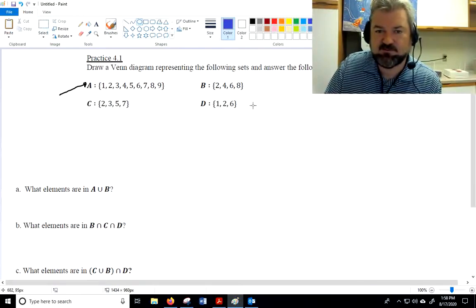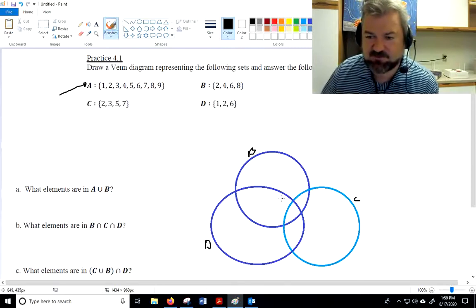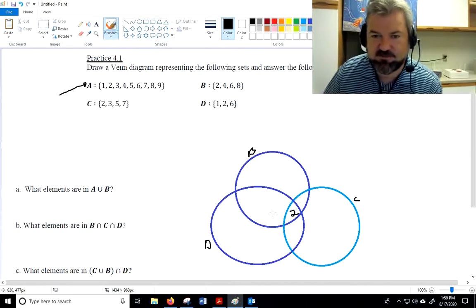All right, I'm going to draw 3 circles here. We'll call this set B, this is C, and this is D. So it looks like the number 2 is in all 3, right? Is there any number that is just in two of the sets? Let's see here. B is 2, 4, 6, and 8. So 6 is in B and D, right? All right. Okay, I think that's it on that one.